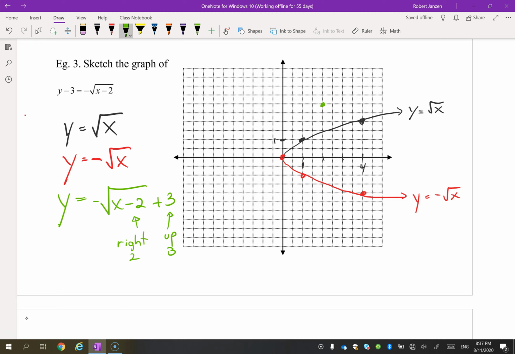If I take this one at 1, negative 1, and I go right 2 and up 3. Okay, and then if I take this one and I go right 2 and up 3. Okay, I'm even going to label that one. I know that one is 6, 1. Okay, and there's my graph. Okay, that's y minus 3 equals negative x minus 2. I like that question. That's a good question. Easily could show up on a test.